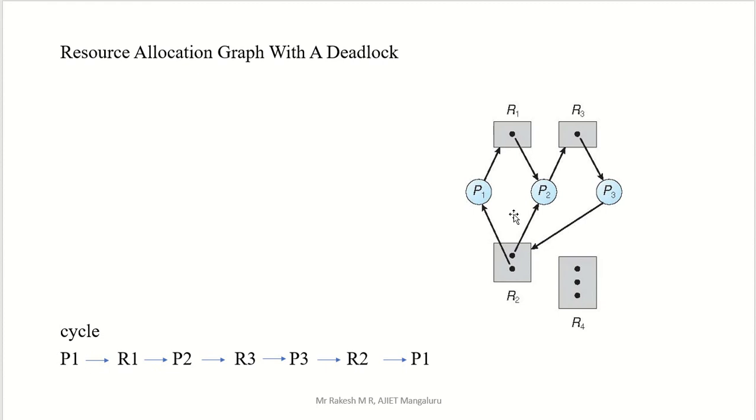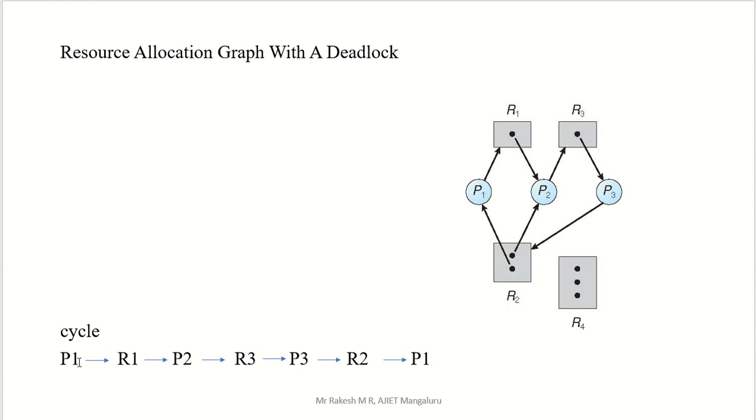See, this is the request. P1 is requesting R1. R1 is assigned to P2. You can see this line, okay? Then P2 is requesting R3. R3 is assigned to P3. P3 is requesting R2, but R2 is assigned to P1. Like this, we are getting a link, okay?